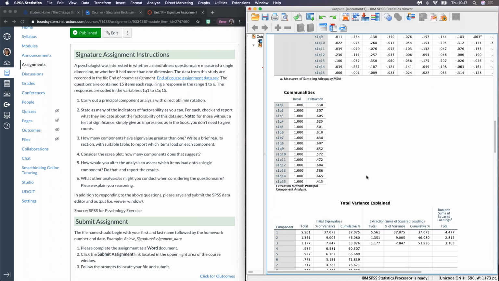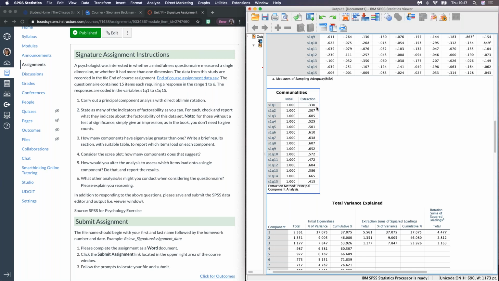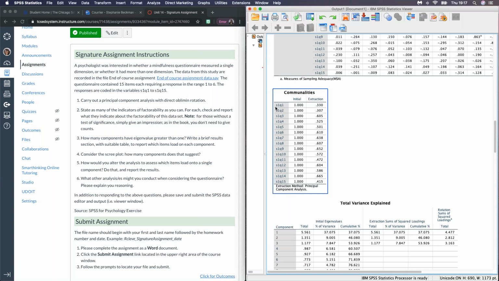So what this is telling us is that 33% for this first question, 33% of the variance can be explained by the underlying factor of this questionnaire, or in this case, 30.7 or 60.5, 52.5, and so on. One thing to know is that any of the ones that are less than 50% are actually pretty low. So these first two are pretty low and could be considered for omission. This one is pretty low and could be considered for omission, so is this one.